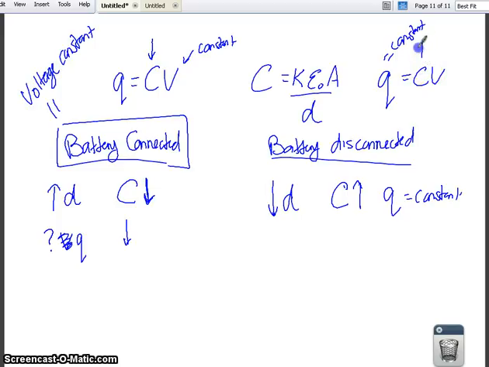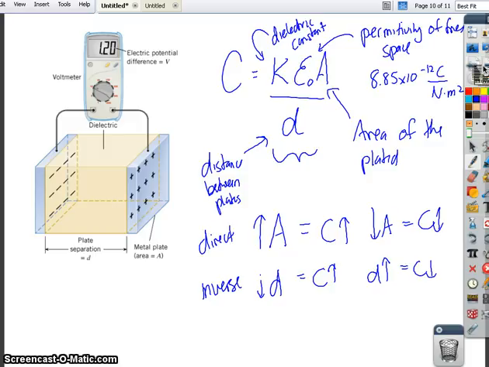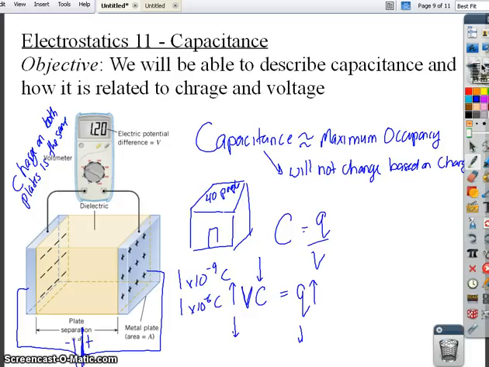So if distance goes down, capacitance goes up, and we can tell from this equation that Q over V equals C. Capacitance and voltage are inversely related. So if capacitance goes up, the voltage is going down. These are the most typical types of questions you're going to see with capacitance. It's not very often, at least in this course, where you have to calculate these numbers. They're more just comparing one to the other. What's going to happen when we do this to a capacitor? What's going to happen to the capacitance? Remember that capacitance is storage. If it's not totally stored, it doesn't mean the capacitance decreased. It just means the battery wasn't powerful enough.